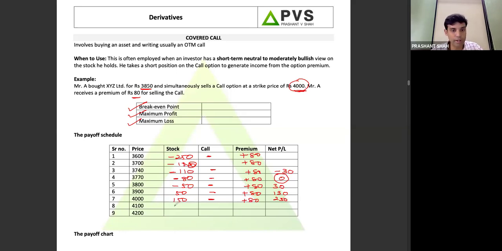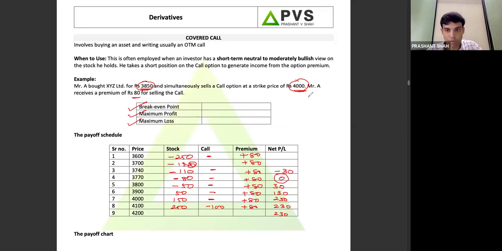At 4,100, your profit from the stock is 250. How much do you pay? Now call option gets exercised and you pay 100 plus 80. So that means your profit has been locked in at 230. So whatever be the price now onwards, it is going to be 230. This one we took with a clear assumption that current market price is 3,850. It is moderately bullish, but we anticipated it is not going to exceed 4,000 at a given point of time.